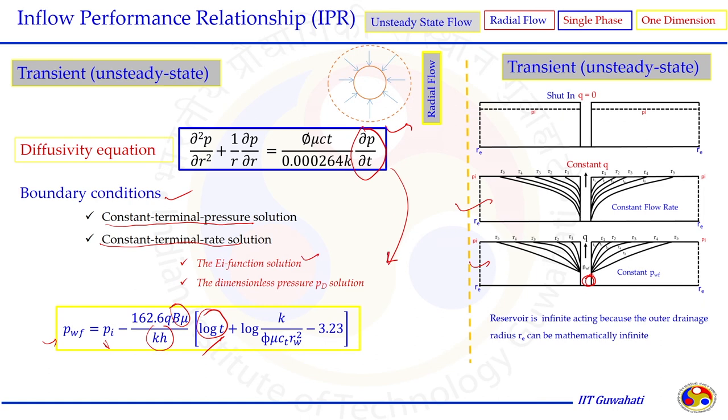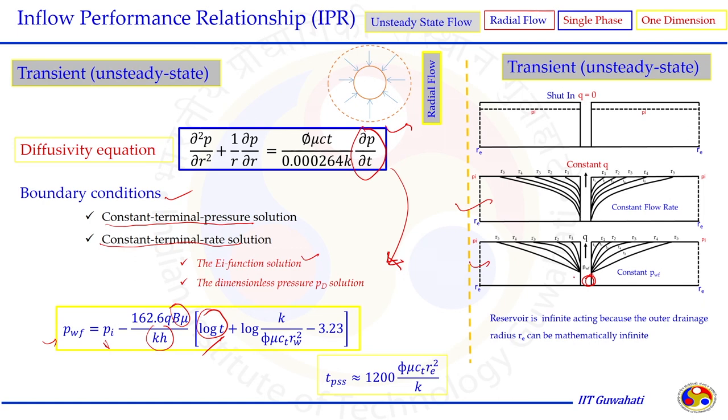So the diffusivity expression will give us this expression, relating the Q with respect to pressure drawdown, and that is the IPR equation. So this is the IPR equation for the unsteady state flow condition. And now we can write this for the oil and for the gas also. If we are writing for the gas, again the P approach, P square approach and MP approach can be considered.